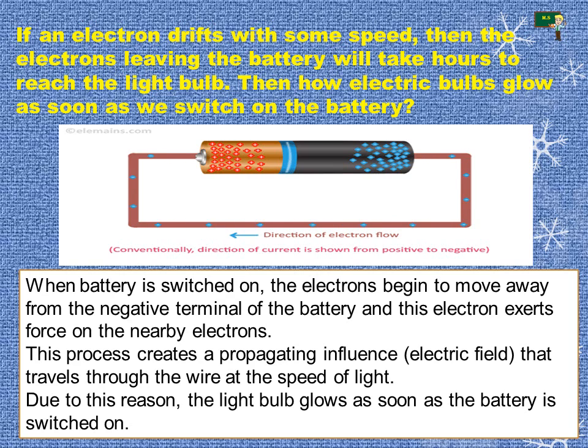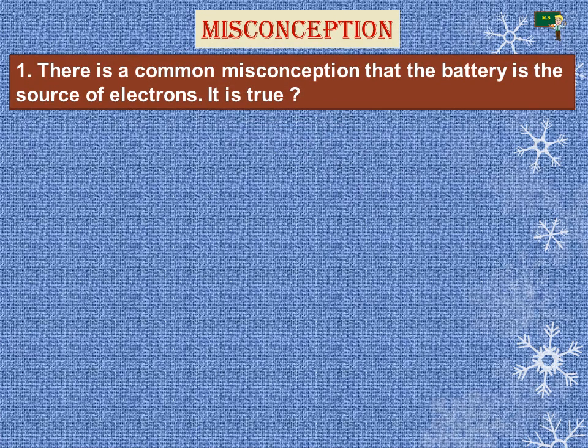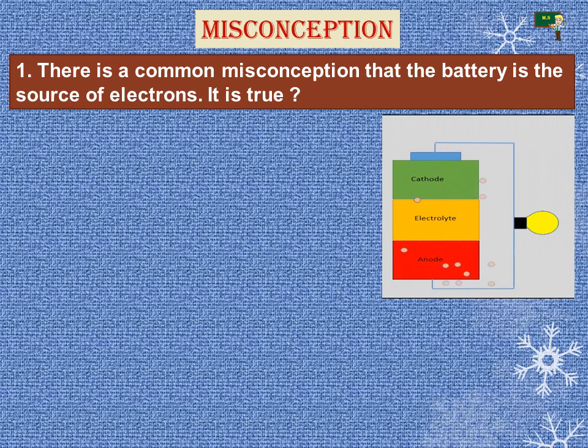Now let's go for the next misconception. There is a common misconception that the battery is the source of electrons. Is it true? Let me show a battery, which has electrons that flow from negative to positive.